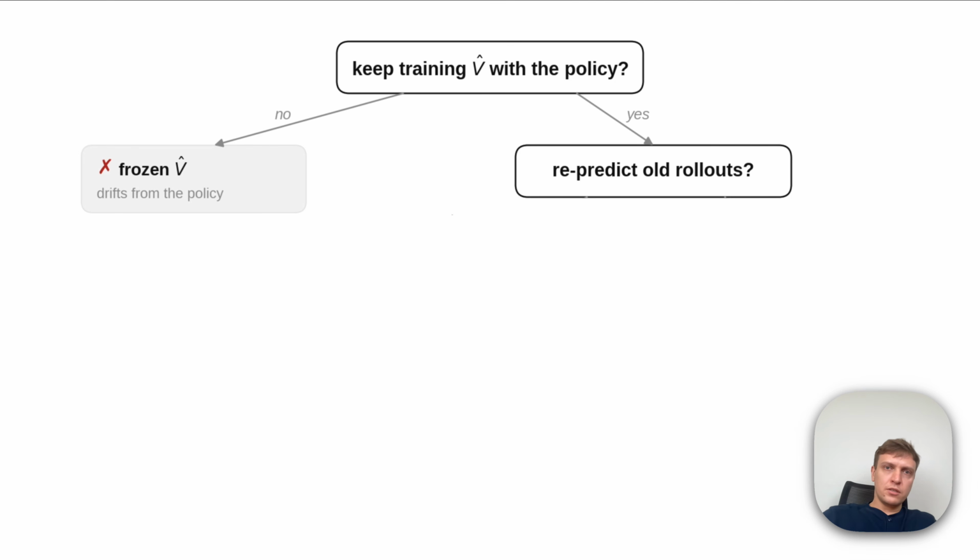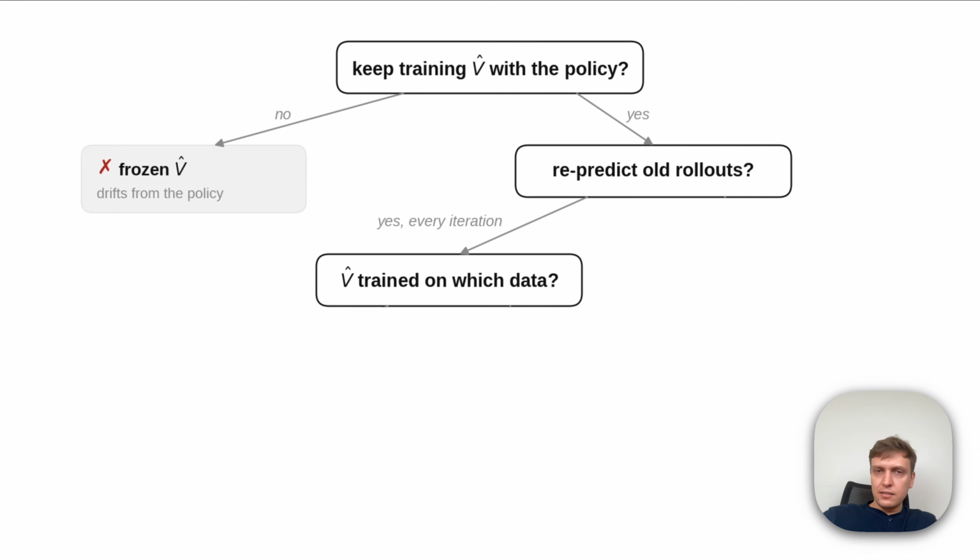And then the question is, should we repredict all rollouts? Let's say we make a prediction for a rollout, and then we keep training our model. And then we, again, want to reuse this rollout for the training because we have this off-policy or offline approach for model training. The question is, should we make these value predictions again?